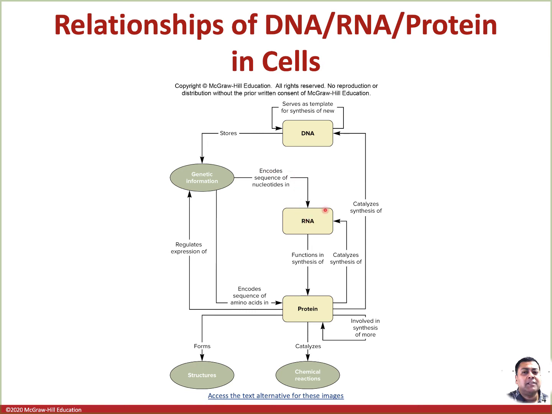This process is called transcription, which encodes the sequence of nucleotides in the RNA. Once this transcription is done, this RNA is read by the ribosomes, which function in the synthesis of a protein. So the information flows from DNA, which stores the genetic material, to RNA to protein. It still pretty much follows the central dogma.